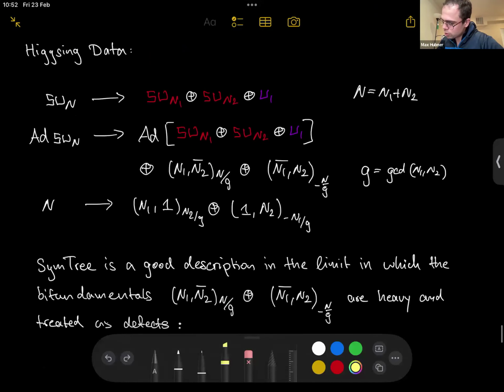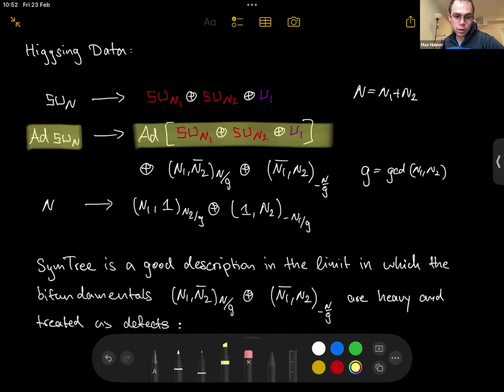So first of all, here's just the Higgsing data of what we've done. We've done an incredibly simple field theory manipulation. We've just done adjoint Higgsing. For example, the adjoint representation decomposes like this into an adjoint representation and a bunch of bifundamentals with the indicated U1 charges. And similarly, the fundamental representation decomposes into the sum of some fundamentals. And you saw above that lowest common multiples and GCDs appeared, and you can get the charges and everything from computations of the SymTree, or the internal geometry corresponding to it.